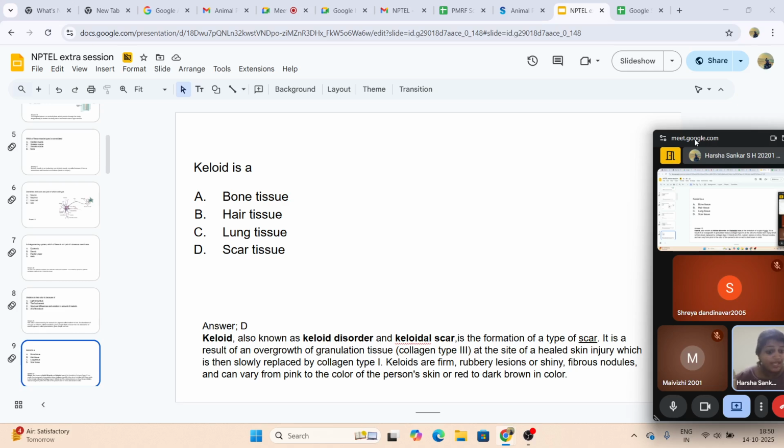Keloids are firm, rubbery lesions or shiny fibrous nodules and can vary in color. For example, mine is a kind of light shade. They can vary from pink to the color of the person's skin, or red to dark brown, depending on the color of the skin. Mine is actually similar to my skin color, but due to its appearance, it still looks like a scar. So keloid is a scar tissue. Remember, okay?